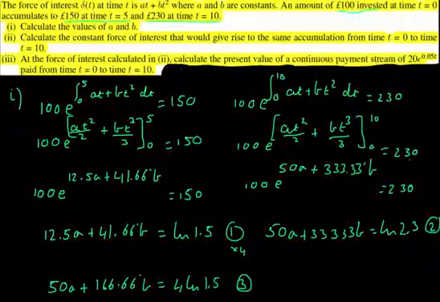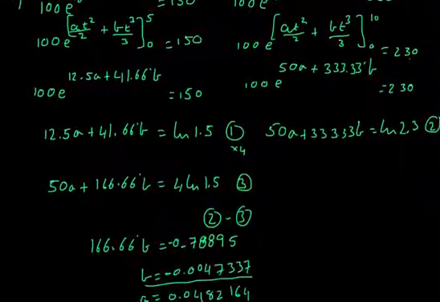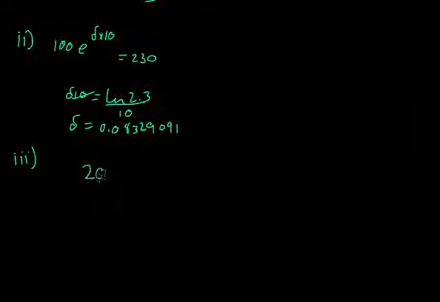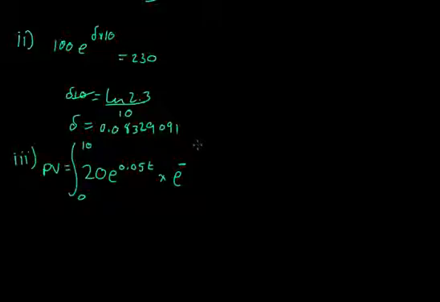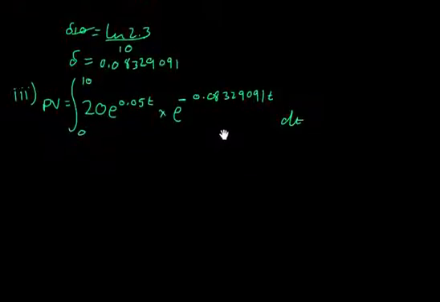The force of interest calculated in that, so assuming we got this right, calculate the present value of a continuous payment stream, which is 20e^0.05t, paid from 0 to time 10. And this is how you calculate the present value. You take the integral of the rate multiplied by v of t, and in this case, v of t is going to be e to the negative integral of delta t, and the integral of this between time t and time 0 is going to be 0.08329091 t dt.